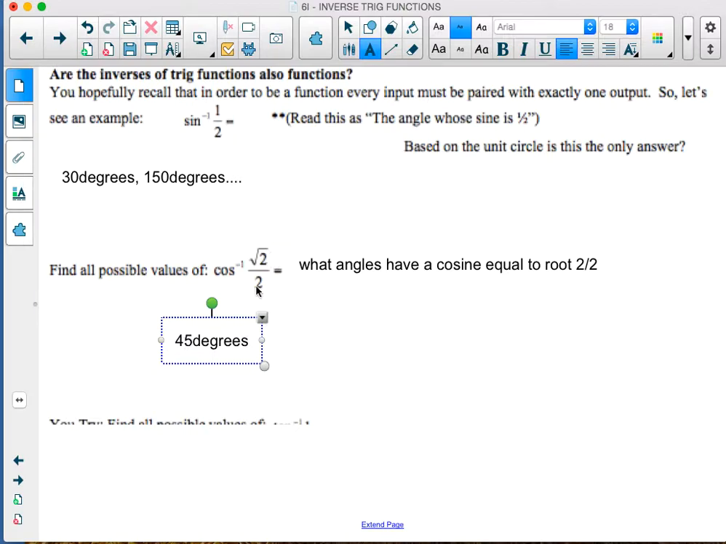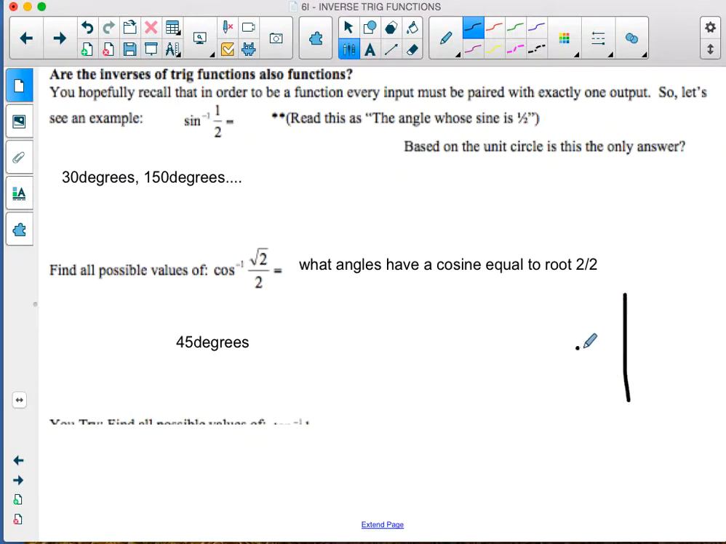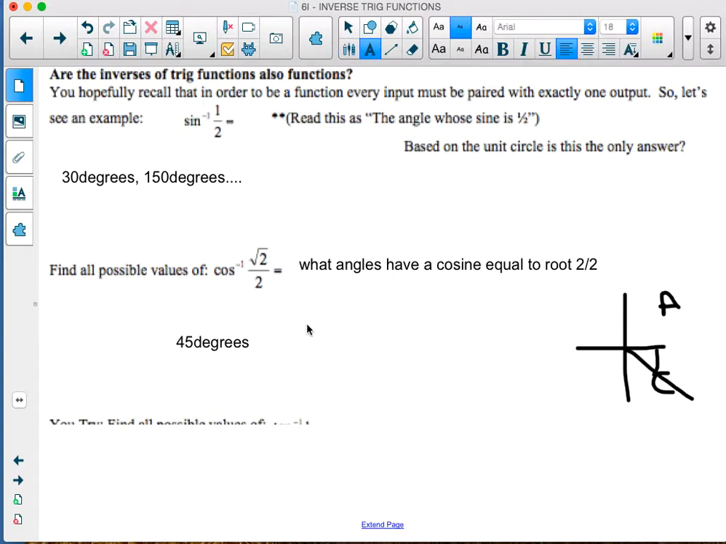But then we know that cosine would be negative in quadrant 2 and quadrant 3 because it's only positive right here with the A and right down here with the C. So what would that 45-degree reference angle be in quadrant 4? Well, it would be 45 degrees away from 360, or basically 315 degrees, or 7 pi over 4.